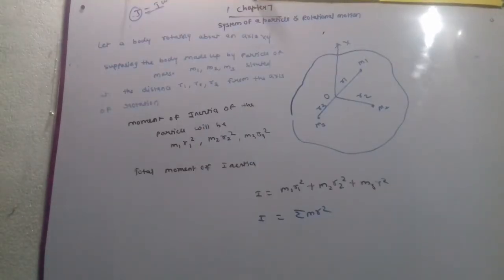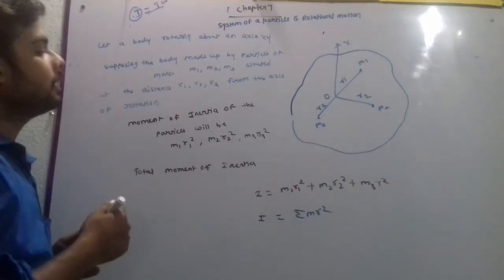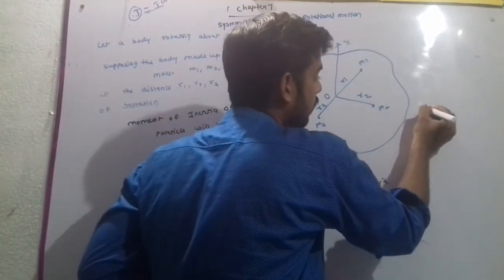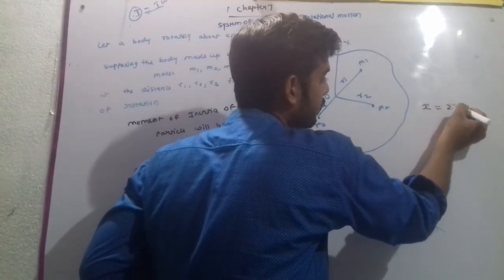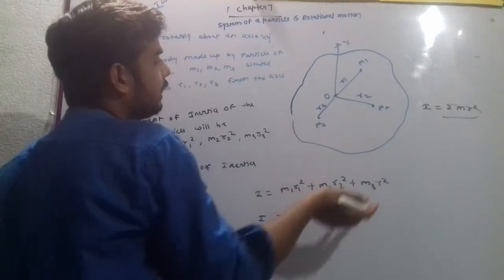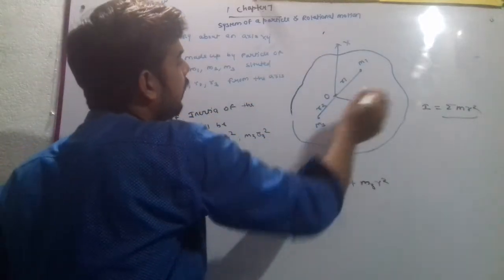So students, now we will see the second expression or derivation. We have to prove that the moment of inertia is summation m r square. Suppose that you can see the diagram. Let a body be rotating about an axis xy. This is the axis of rotation xy. This is x, this is y.